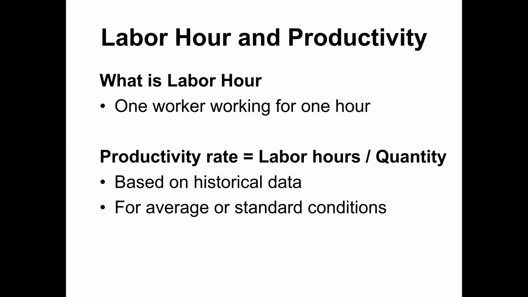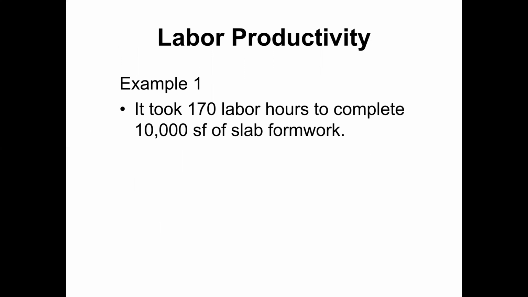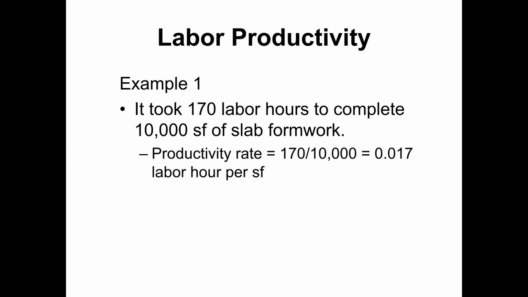Productivity rate is labor hours divided by quantity, based on historical data for average and standard conditions. Productivity will vary. Here is a simple example. It took 170 labor hours to complete 10,000 square feet of slab formwork. We have to construct a slab, so we fix the formwork under the slab to cast it. The total quantity of formwork is 10,000 square feet, and there were 170 labor hours.